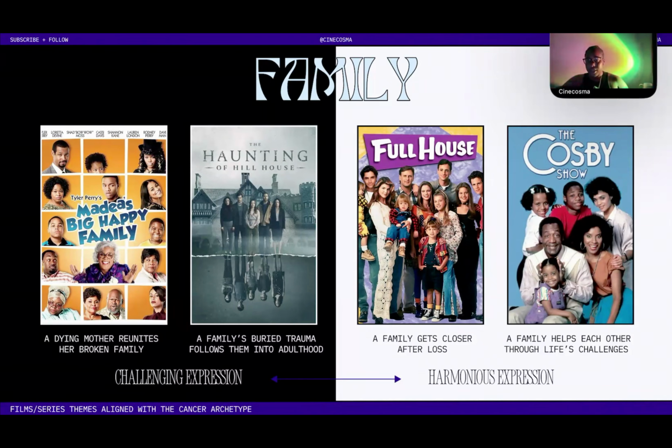So let's look at the challenging expression really quick on the left side. The two examples that I chose, these aren't the only examples, but these are just two that I felt fit this example. Medea's Big Happy Family and The Haunting of Hill House. In both of these stories, ultimately, we're seeing a challenging expression of family. These two stories aren't necessarily lovey-dovey. At least that's not how they start. They don't start out lovey-dovey. The conflict in each of these stories is family.